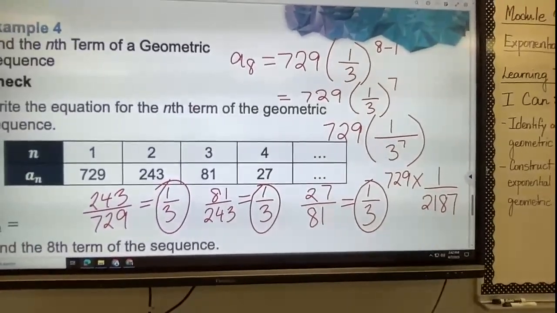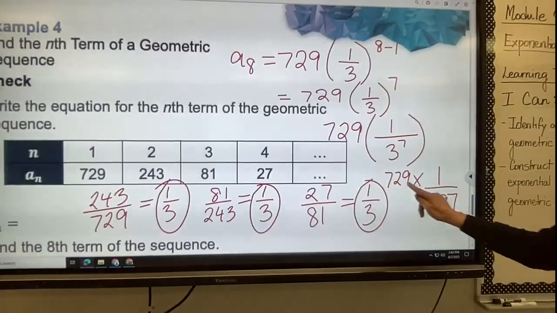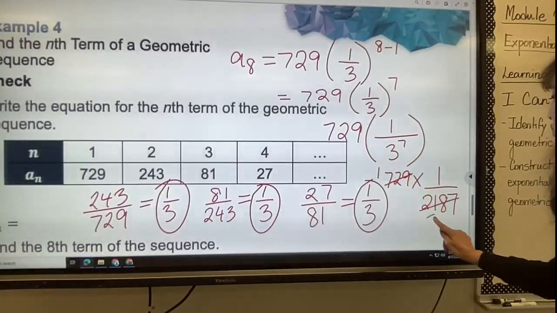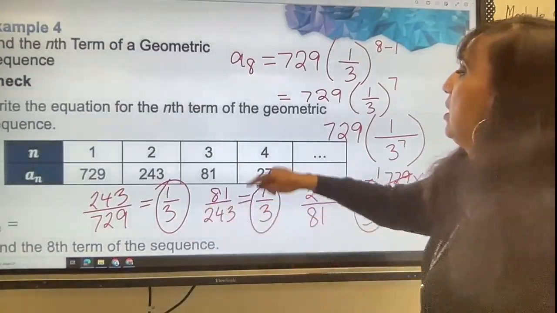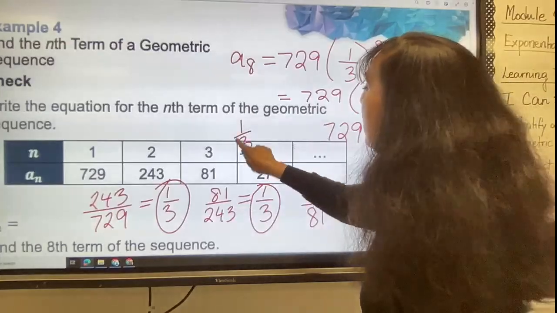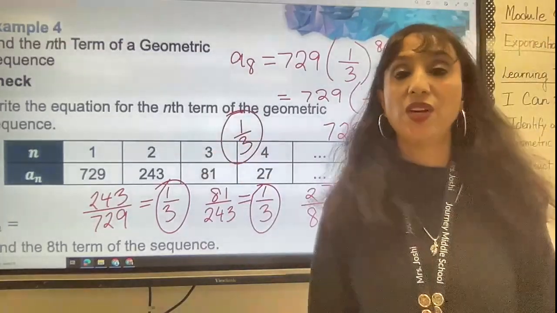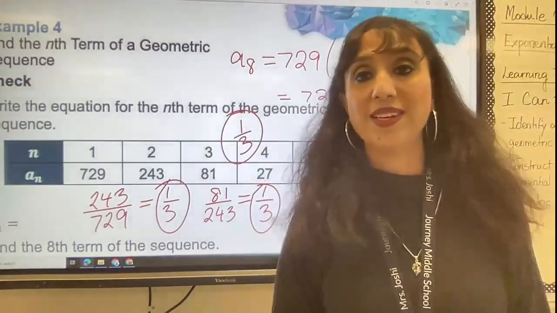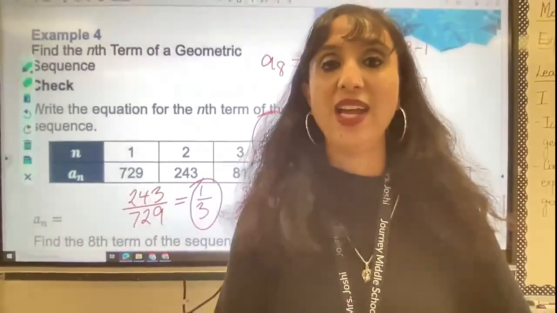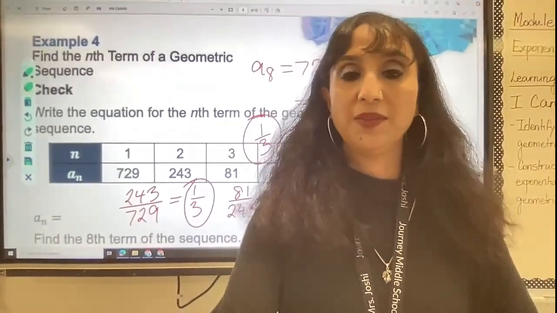Okay, and then when I simplify this, this is 1 and this is 3. So I actually get my 8th term as 1/3, and this is my answer in the geometric sequence. My 8th term is going to be 1/3. Okay, and that's how we calculate using our formula.